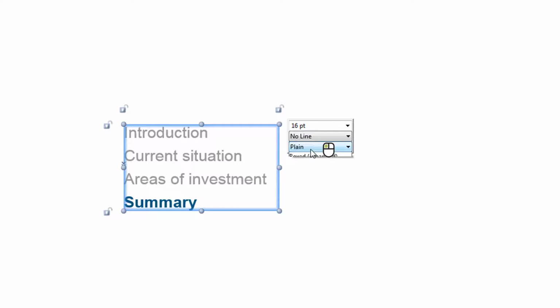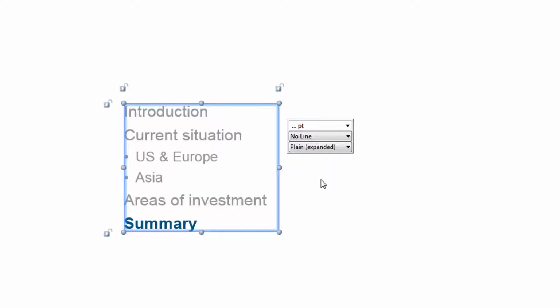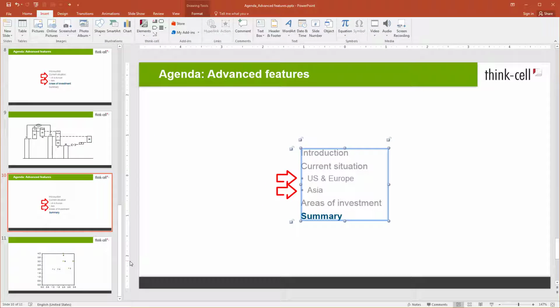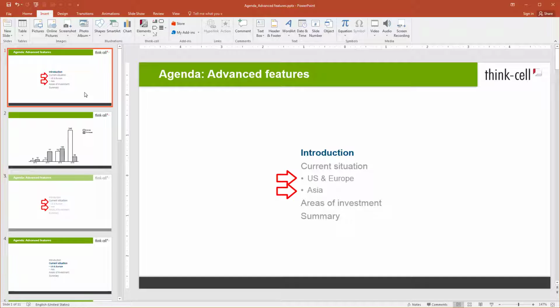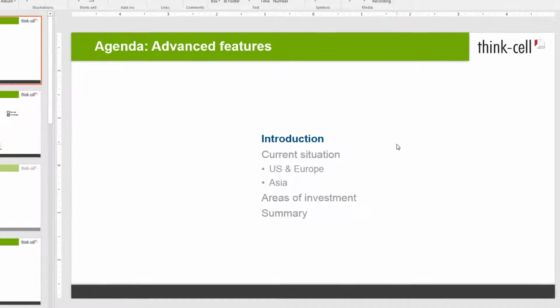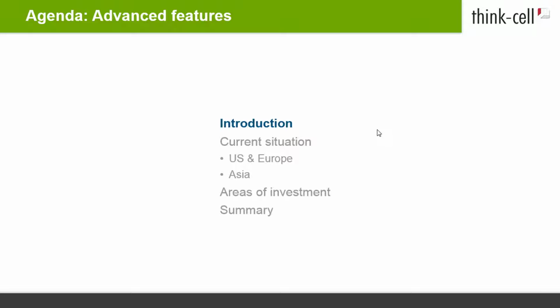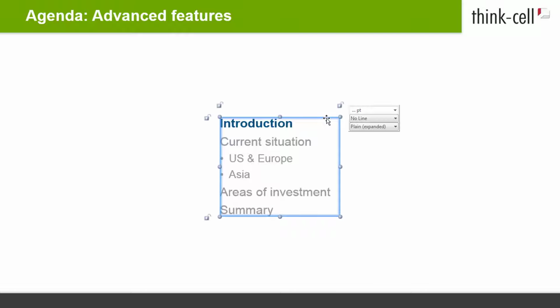There is also an expanded version of each theme available from the drop-down menu. When you choose it, all subchapters will be shown on all agenda slides, and not just on those of their parent chapter. If you want to further complement the look of your chosen agenda theme, you may also add a top and bottom line to the agenda. To do this, left-click on the frame of the entire agenda element and pick the line option from the drop-down menu.